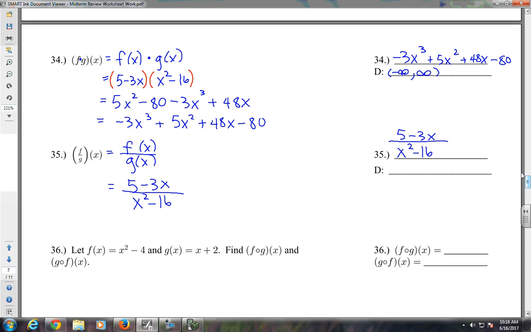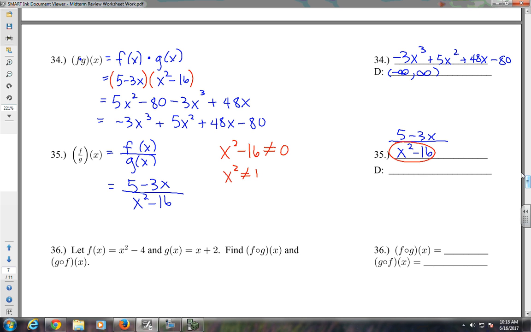Now notice, in this function, it is a fraction. Remember, the domain will be negative infinity to infinity as long as you don't have a fraction or a radical. So what do we do with a fraction? Well, we want to make sure that we never divide by 0. So I have to make sure that this denominator, x squared minus 16, is never equal to 0. If it's equal to 0, I have an undefined function. So what values of x would cause this to be 0?